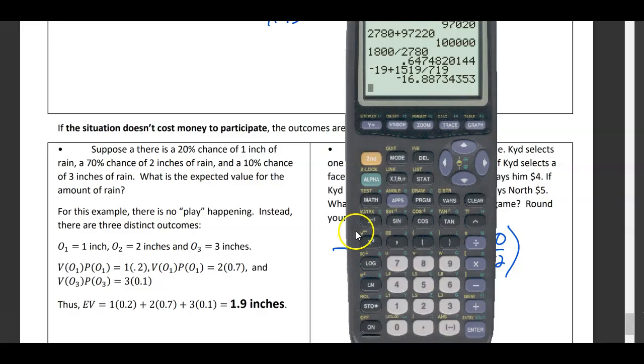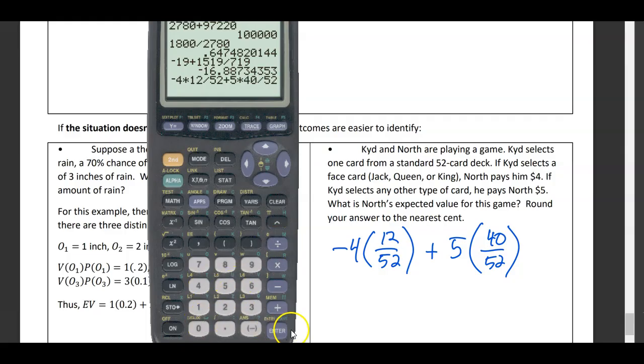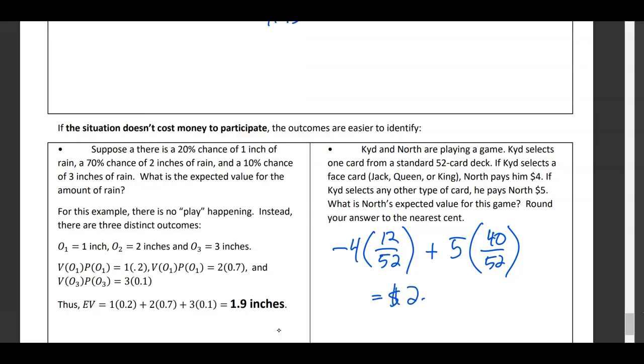And you work it out. See what you get. $2.92. North expects to make $2.92 every time kid selects a card. Definitely want to play that game if I'm North.